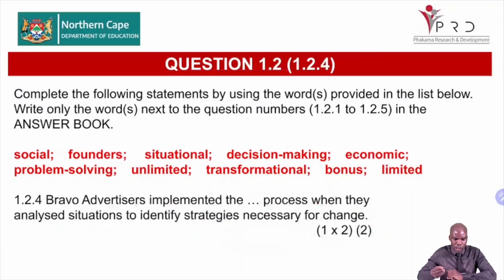All right, let's go to question 1.2.4. Bravo advertisers implemented the DASH process when they analyzed situations to identify strategies necessary for change. Bravo advertisers implemented what type of process when they analyzed situations to identify strategies necessary for change? Think through that and pick your most appropriate word or words.